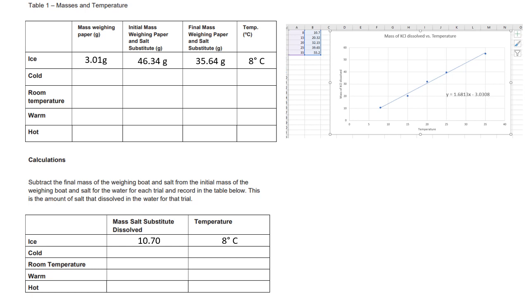So you can see I've given a sample entry into the ice water solubility table 1, and in my example the mass of my weighing paper, so when I weighed my weighing paper by itself with nothing on it, I found it to be 3.01 grams. I'll be honest, I don't know why the lab has you take this measurement because it's not really used in any of the other calculations, but they do have you take that measurement, so that is what it is.